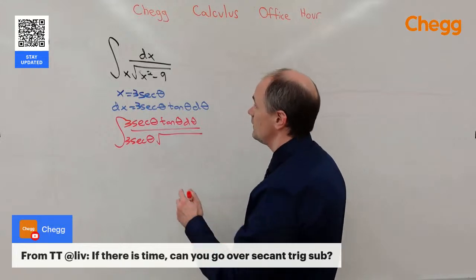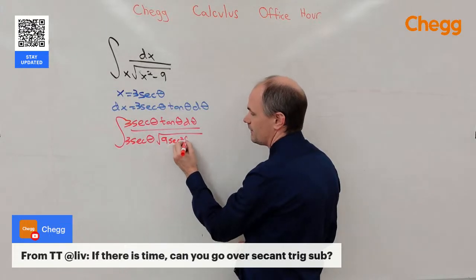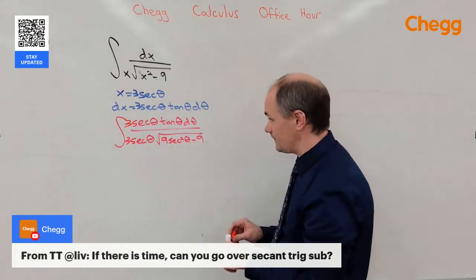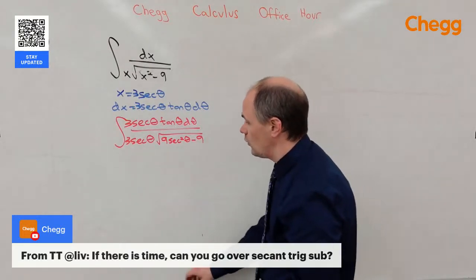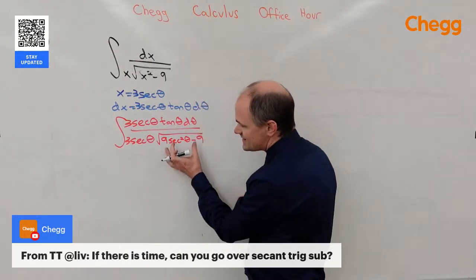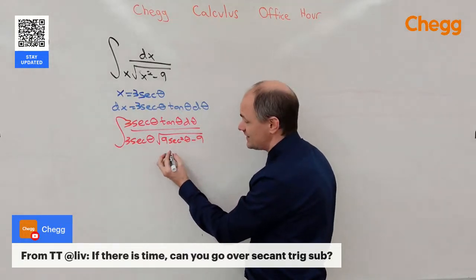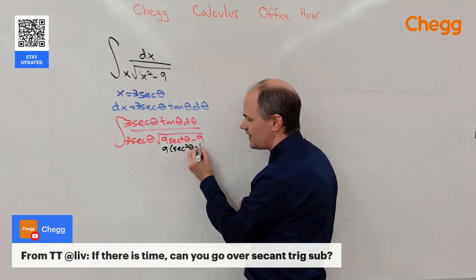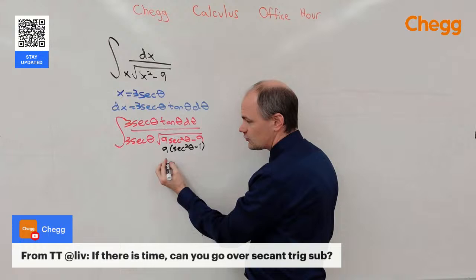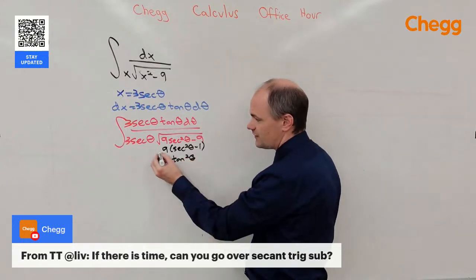Okay, now we've got x squared, which is going to be 9 secant squared theta minus 9. The reason we do the secant is this square root should simplify very nicely. Because if I factor out the 9, I have secant squared theta minus 1. But secant squared minus 1, we should recognize, is tangent squared of theta.